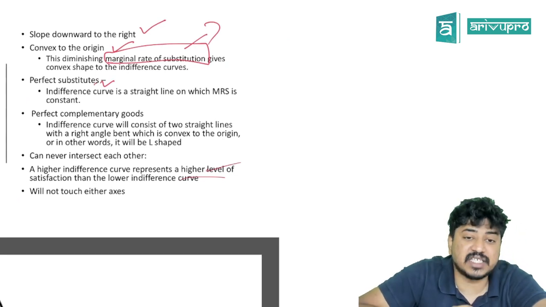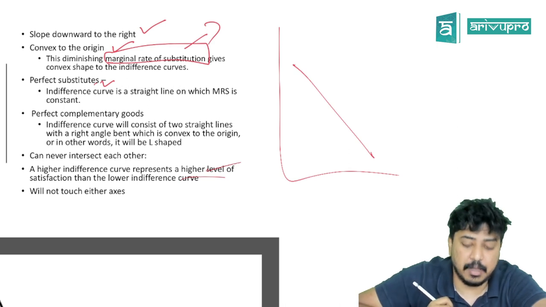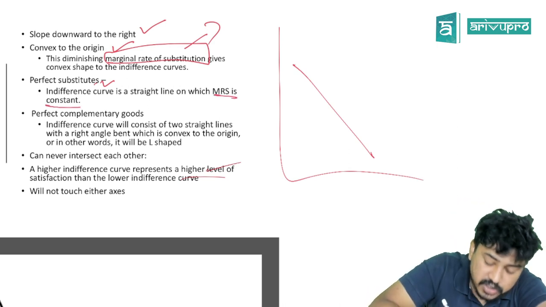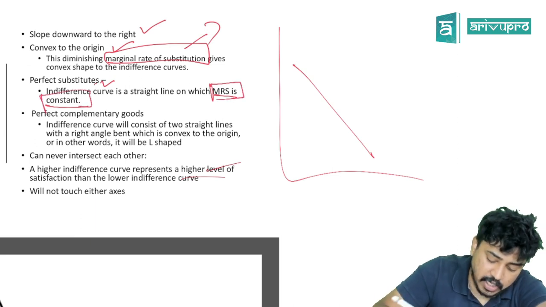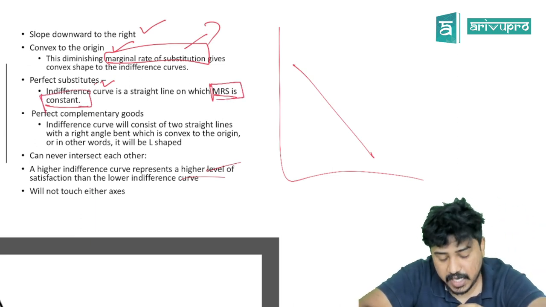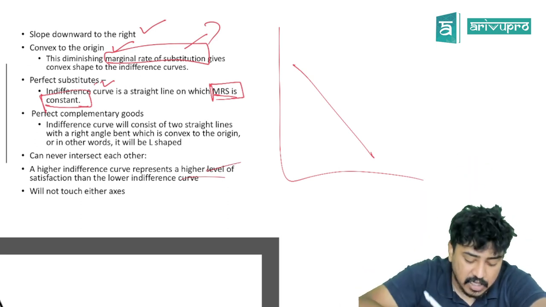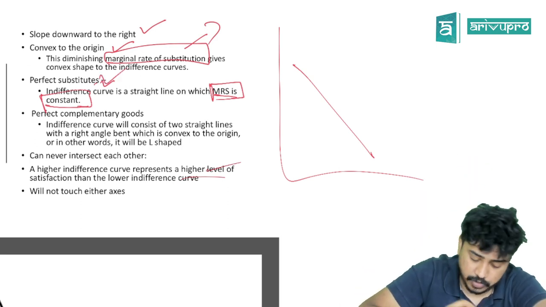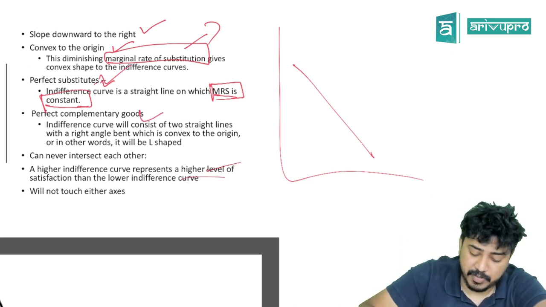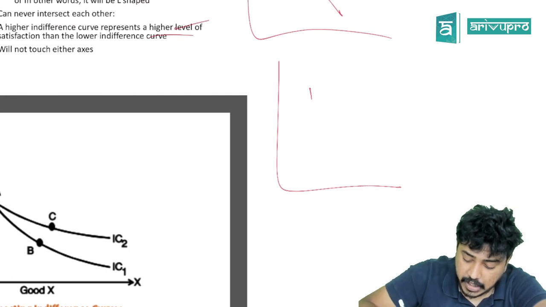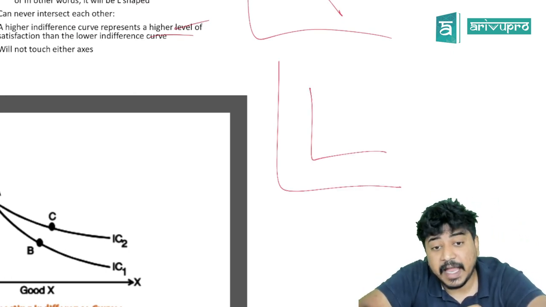If it's a perfect substitute, then it will be a straight line. MRS will also be constant. This is the only case where MRS will be constant. Please note it down, underline it. The indifference curve will be a straight line when it's a perfect substitute. And perfectly complementary goods? The indifference curve will be an L-shaped curve.